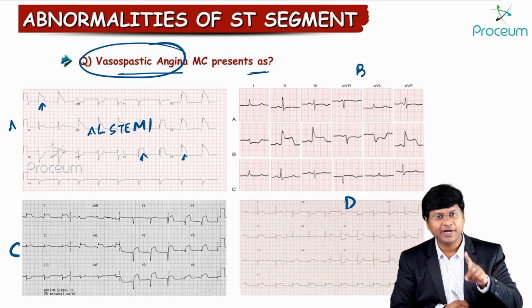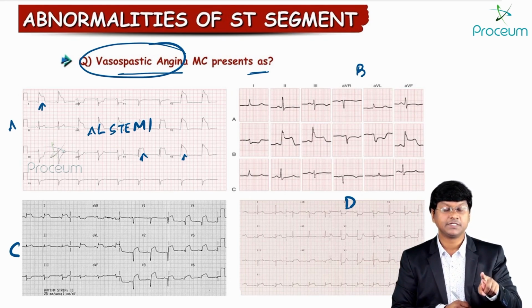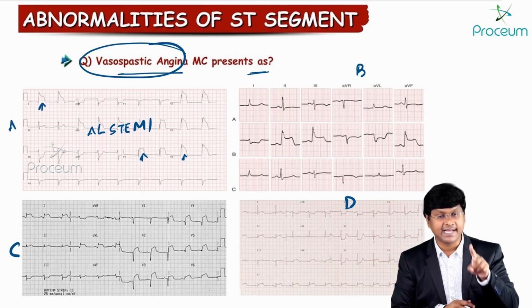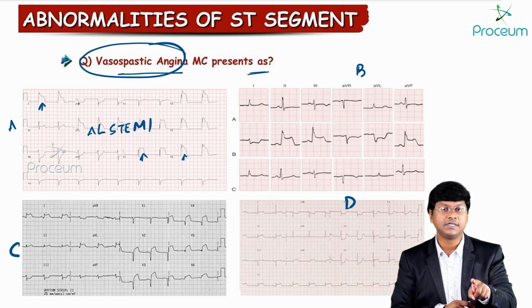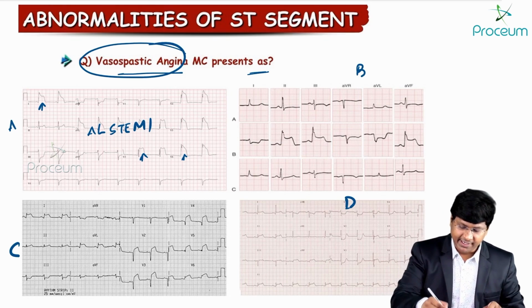And one point what you need to remember is, in vasospastic angina there will be transient coronary vasospasm, but this particular transient coronary vasospasm is mostly seen in the right coronary artery.